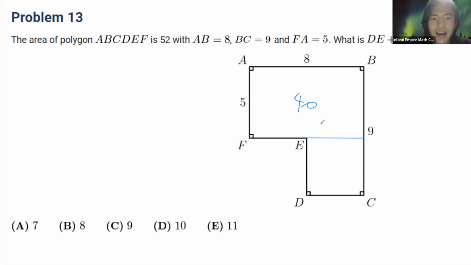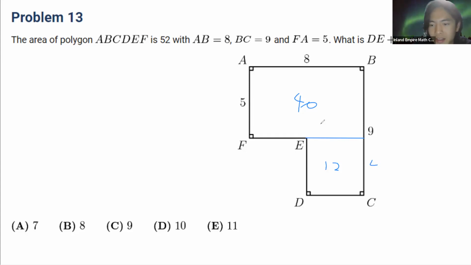And right off the bat, you can say that this has an area of 40, right? Because 5 times 8 is 40. And so that means this has to have an area of 12, right? Since the total area is 52, and we know that the area of the big rectangle is 40. So given that, you also know that the side length here is 4, right?